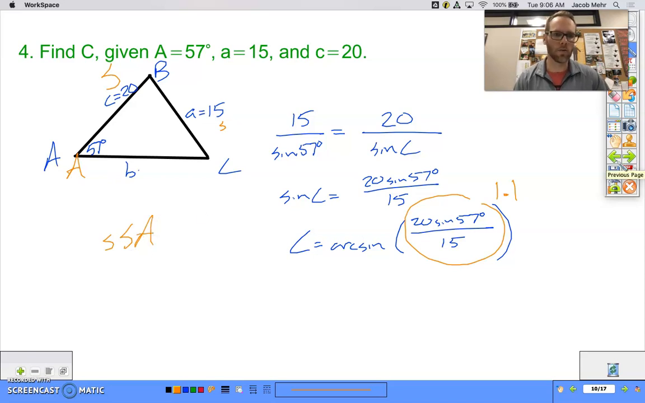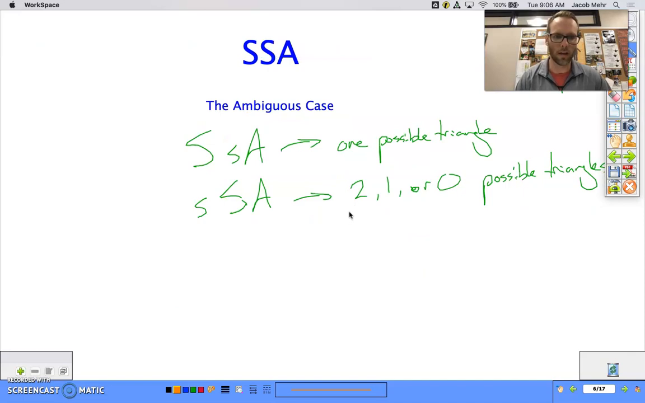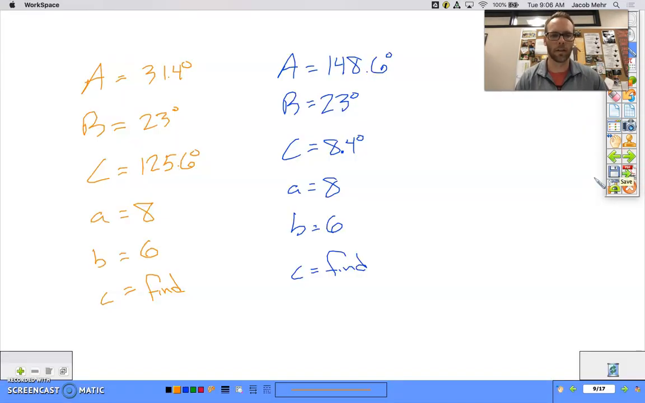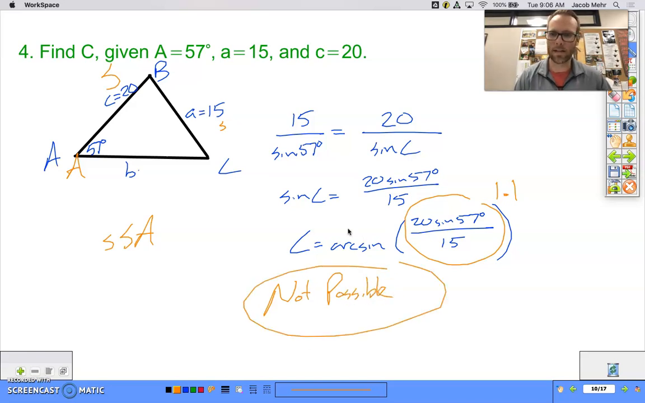It's our dangerous one, which we've now seen produce two possible triangles, but now we've just found a situation where there are no possible triangles. We can't have the sine of angle C equal to 1.1. Not possible here. It tells me this is too short.